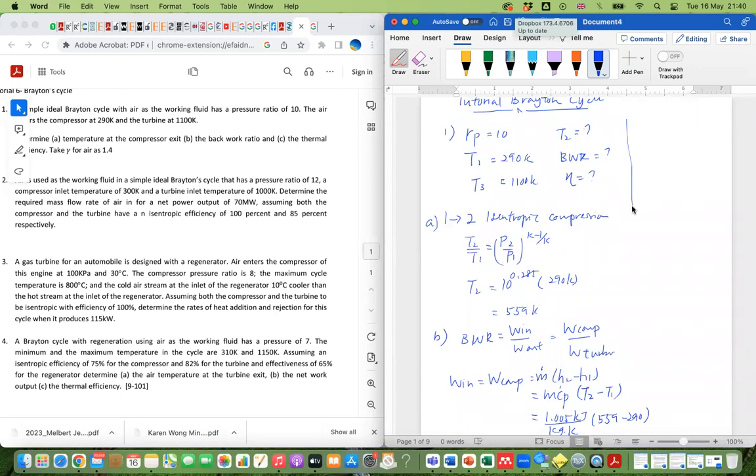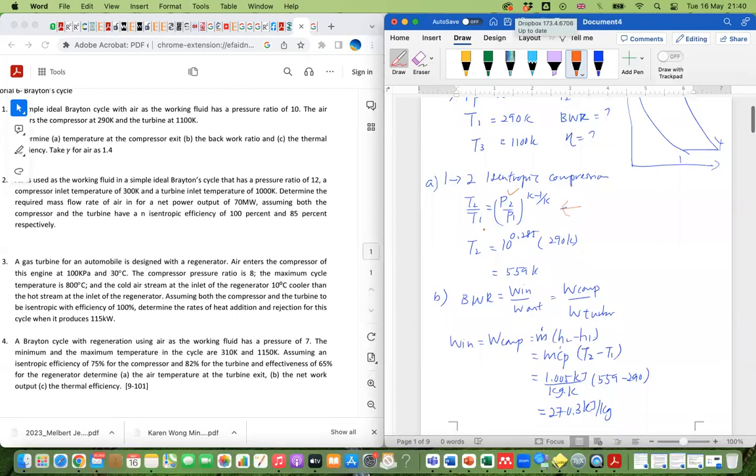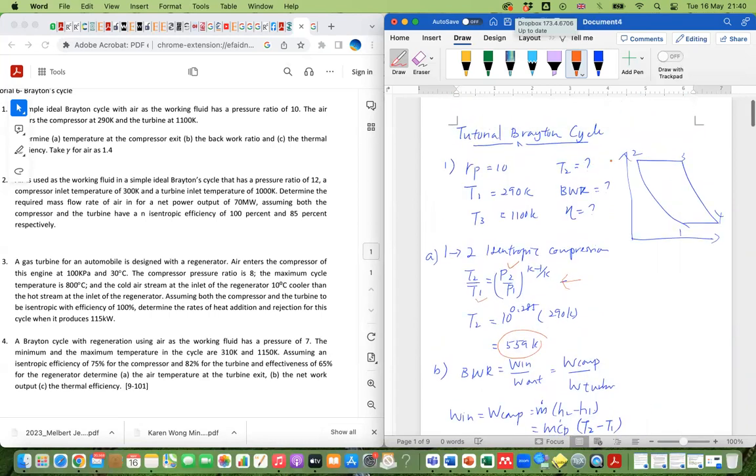If we draw the graph, let's see, where's my pen? Okay. States 1, 2, 3, 4. So 1 to 2 is isentropic compression, so we can use this formula since this is isentropic. The P2 over P1 is given, and T1 you have, so you can easily get your T2. So the compressor exit temperature is achieved.